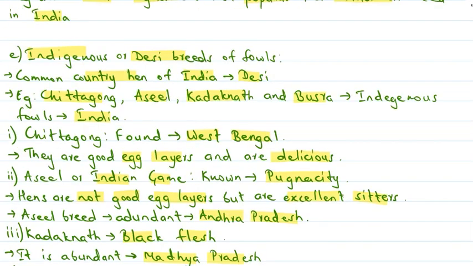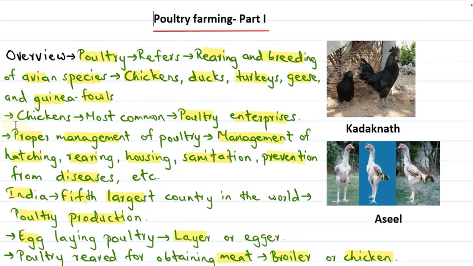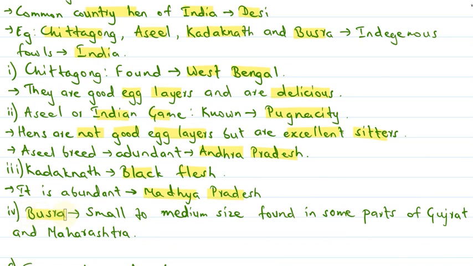Okay. So here we can see the images of Asil and Kadaknath. That is, this one is Asil, that is most abundantly found in Andhra Pradesh, even though it is found in most of the states of India. And this one is Kadaknath. It is most abundantly found in Madhya Pradesh, and it has black flesh. Okay. Then we also talked about Busra. So they are small to medium in size, and they are found in some parts of Gujarat and Maharashtra.